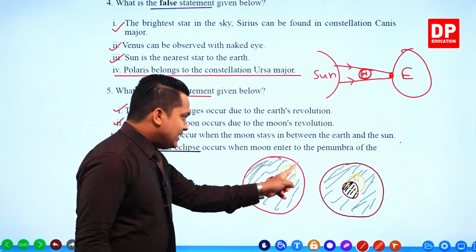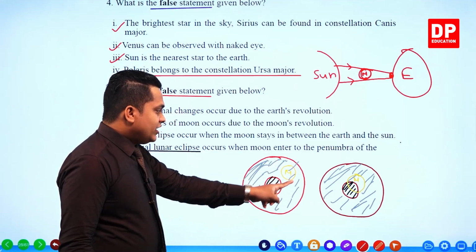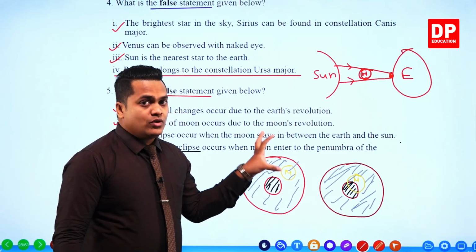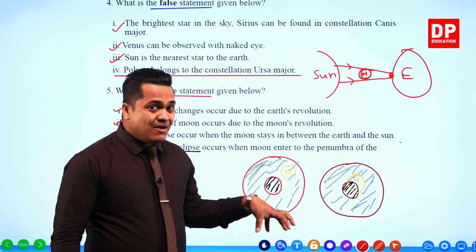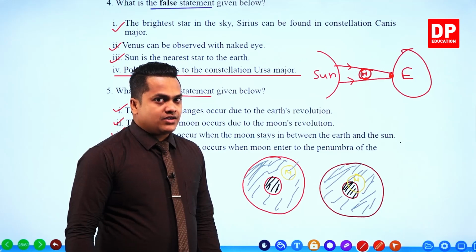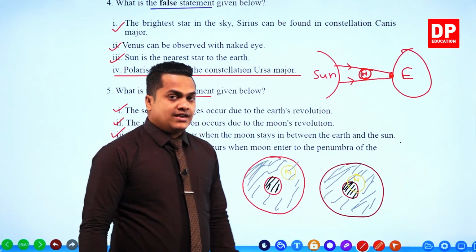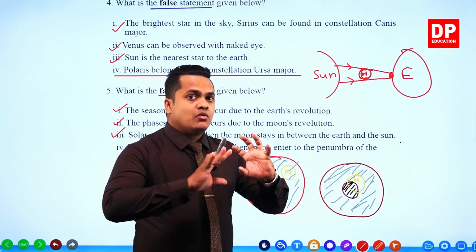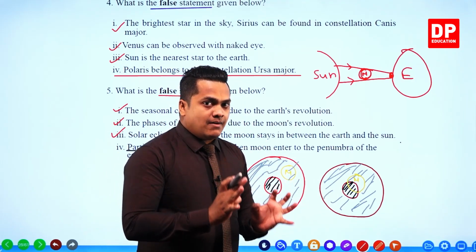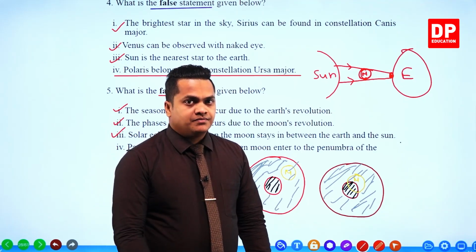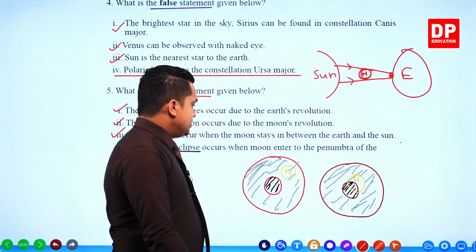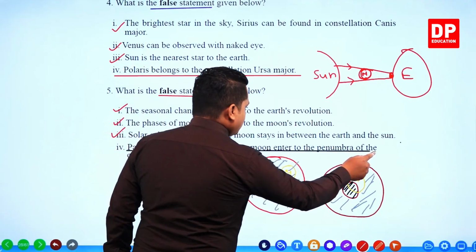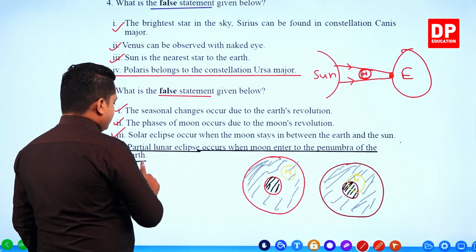So when the moon is at the penumbra region, my dear children, this lunar eclipse is referred to as a penumbral lunar eclipse, not the partial one. This is the partial lunar eclipse. Here within the partial lunar eclipse, one portion is at the umbra and the other is at the penumbra. So our incorrect answer is this one.